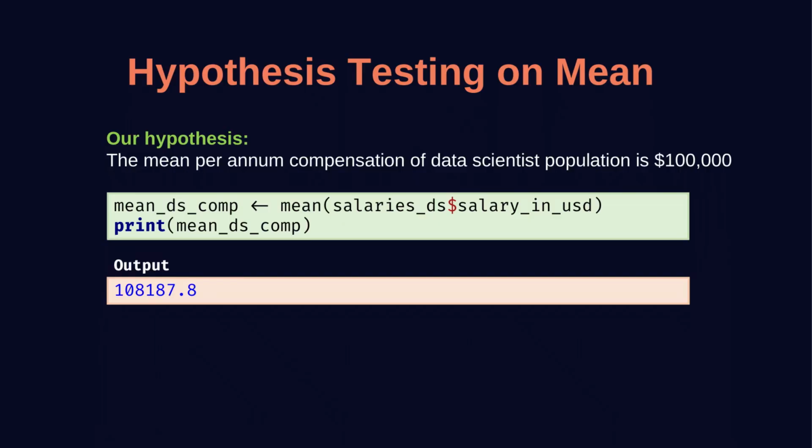When we calculate the average of a sample, we are getting what's called a point estimate, basically a summary statistic that gives us a single value as an estimate of the population mean. We can calculate this by using the mean function in base R on the salary_in_usd column. Now, the result we get is different from our original assumption, but the key question is, is the difference significant?